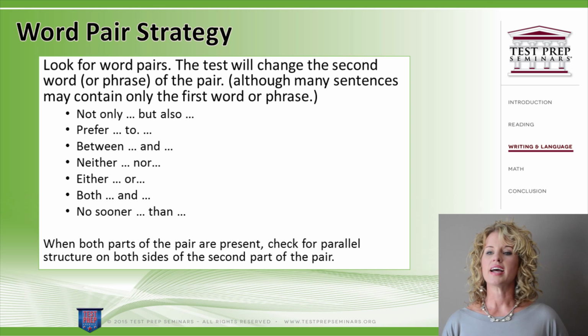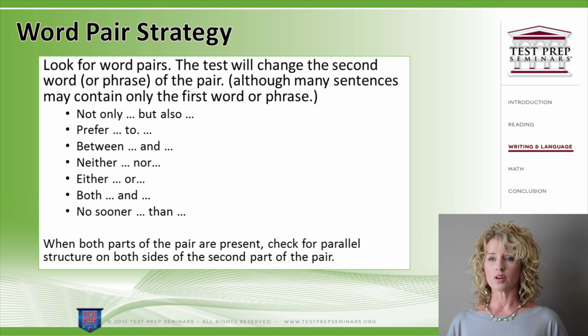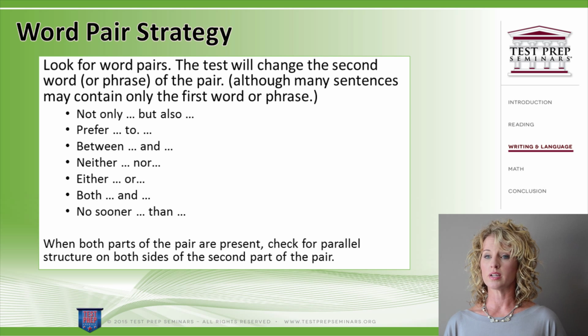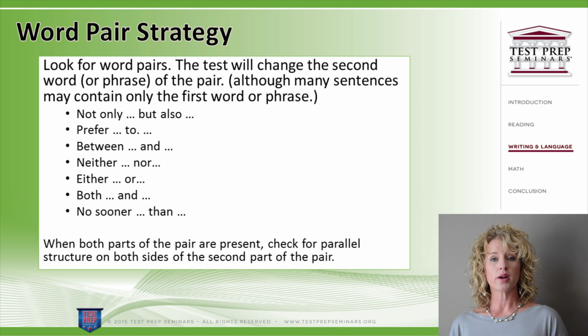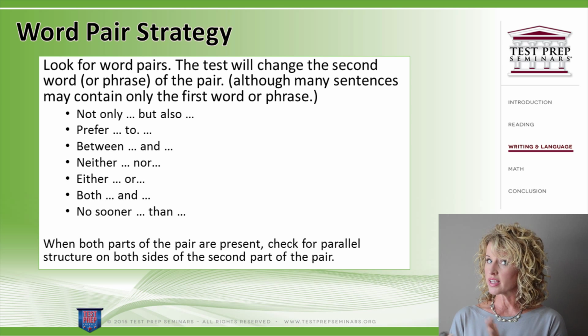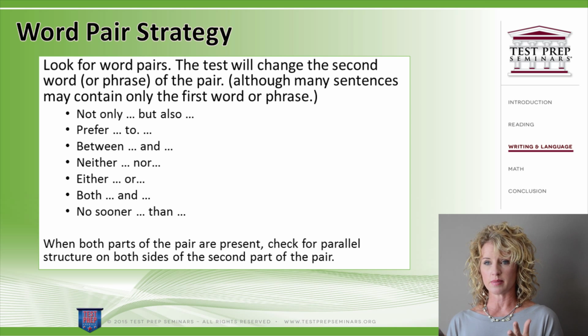High five. But here's the thing. We say that all the time. Therefore, we don't really recognize when we say it and it's not correct. It should be this: I prefer chocolate pudding to vanilla pudding. So be really careful with prefer and to. Between and, neither nor, either or, both and, no sooner than. So again, they're always together. They never go anywhere without the other one. Just keep that in mind.